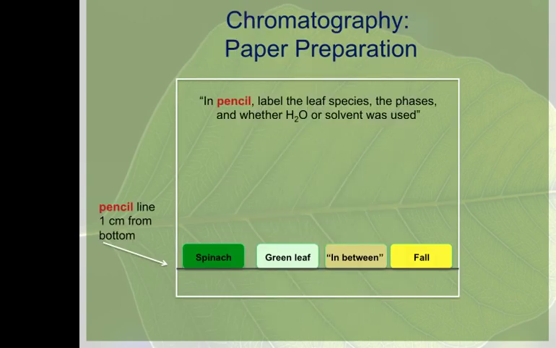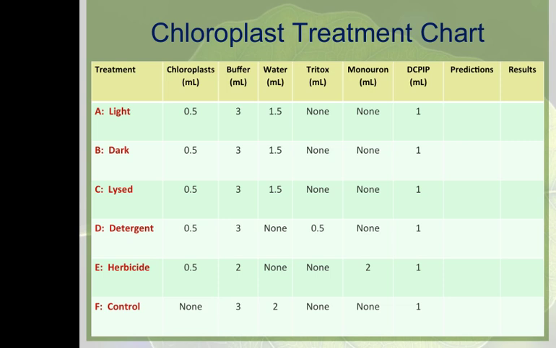This illustration just helps you visually prepare for one of the procedures in lab, extracting pigments from different types of leaves and spreading them on chromatography paper. You'll be able to see this one later. And this chloroplast treatment chart explains some of the treatments that will be used in another of the procedures in lab. You might take a look at this, copy it down. You'll be able to see this in lab again.